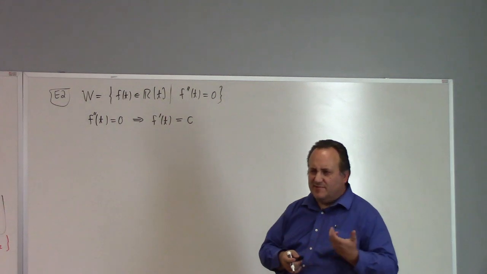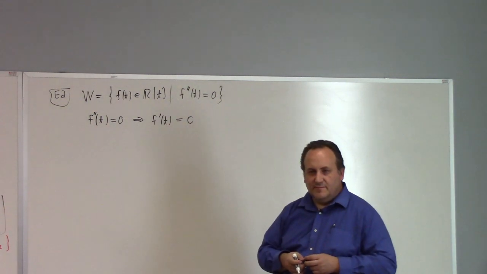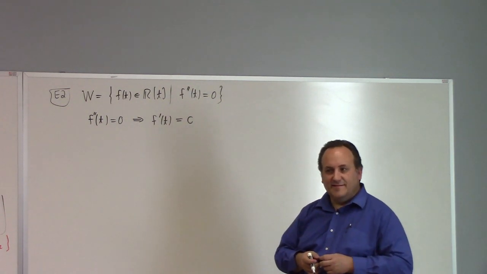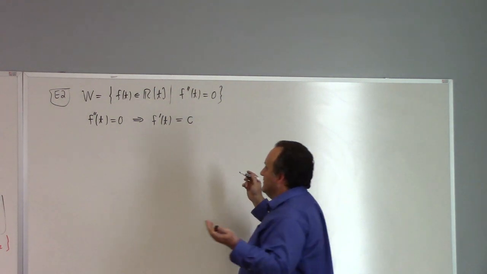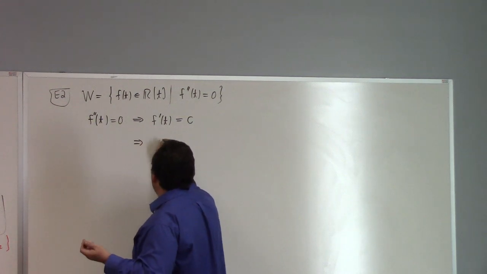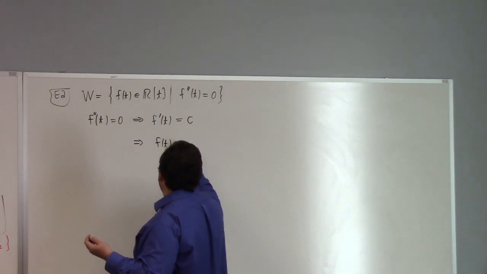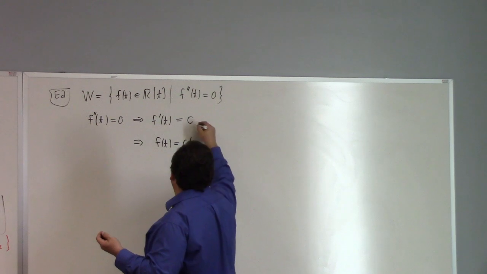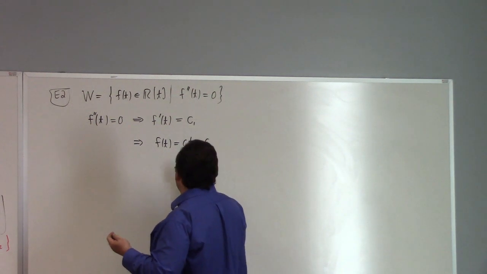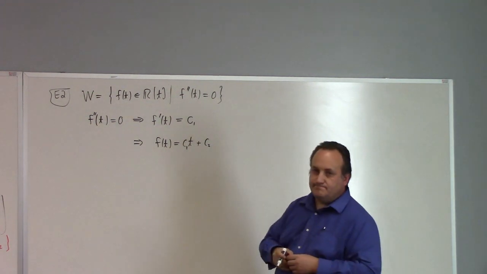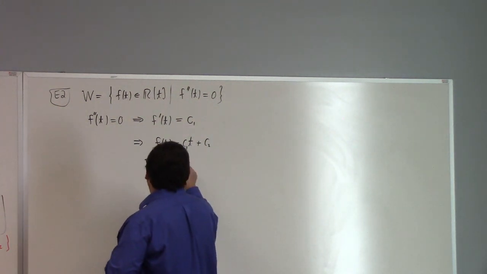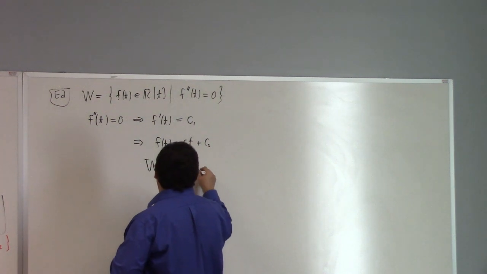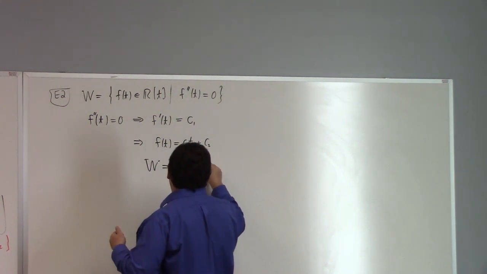What did I do? I integrated. So again, integrate again. We get f of t is equal to what? C1t plus C2. Therefore, W is equal to the span of, apparently, t and 1.